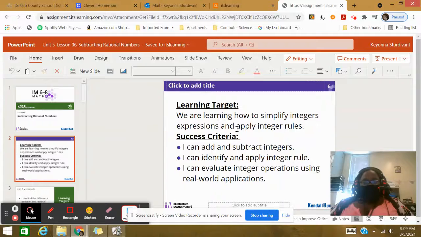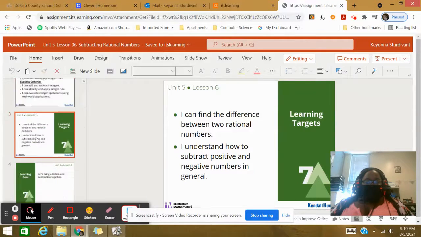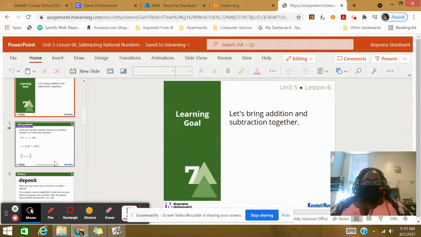We are learning how to simplify integer expressions and apply integer rules. The success criteria says I can add and subtract integers. I can identify and apply integer rules, and I can evaluate integer operations using real world applications. The learning target for this lesson says I can find the difference between two rational numbers and understand how to subtract positive and negative numbers in general. And their learning goal says let's bring addition and subtraction together.